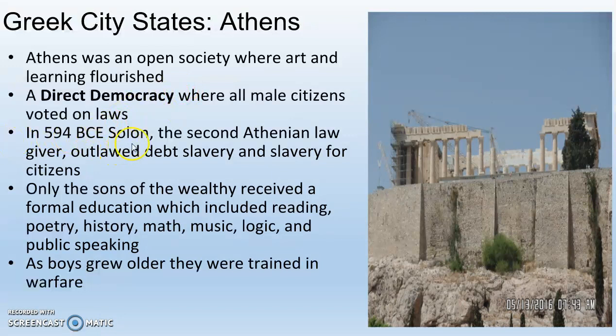In 594 BCE, Solon, the second Athenian lawgiver after Draco, made some changes that outlawed debt slavery and slavery for citizens. So this is actually an improvement, again, because they're an open society.